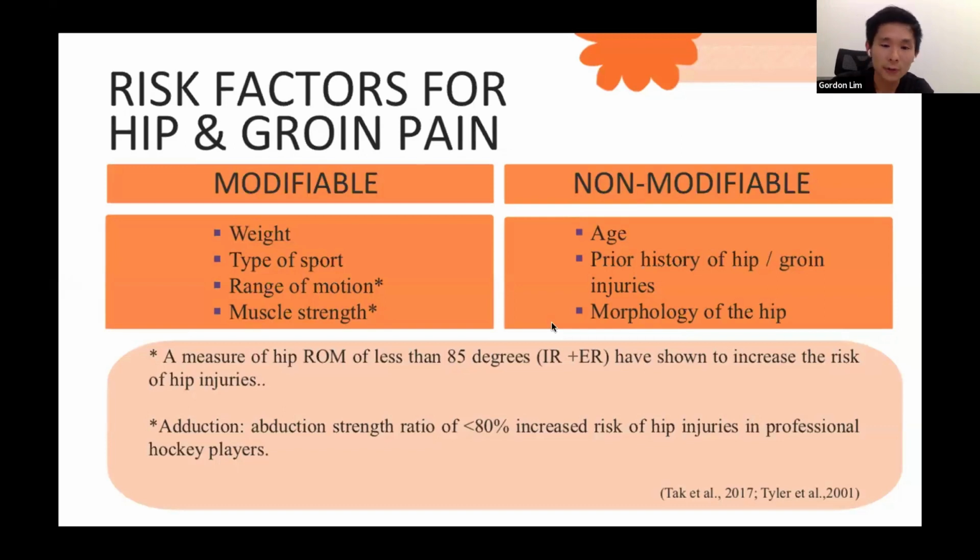So the next is with regards to strength. Tyler et al. 2001 found that a hip adduction to abduction strength ratio of less than 80% was also predictive of future hip injury risk in professional hockey players. We can't say for sure that this applies to other sports, but we can probably use this sort of data when we are seeing professional hockey players.